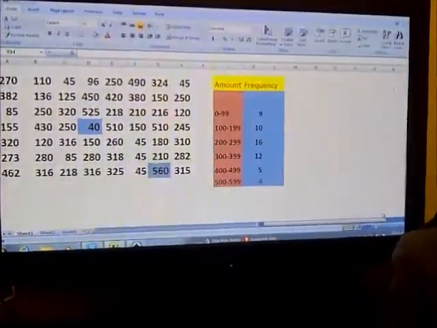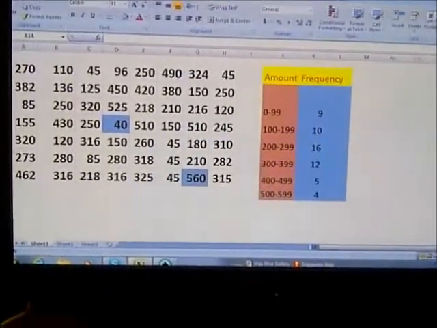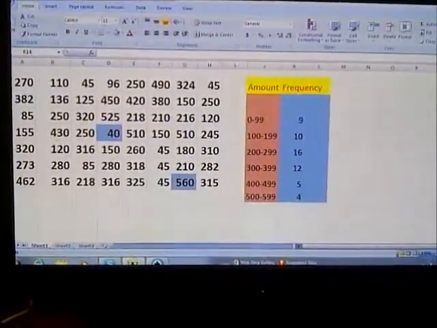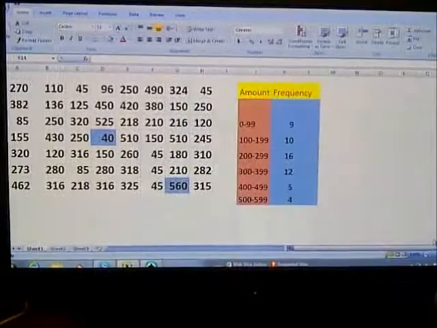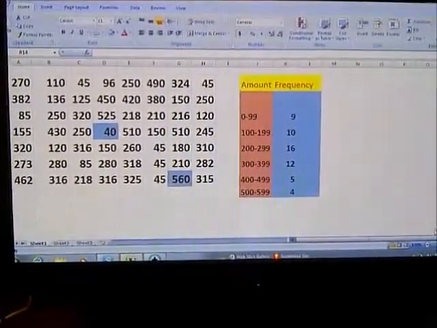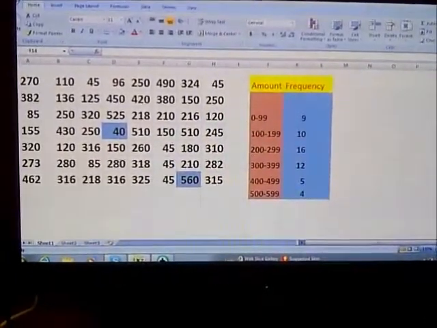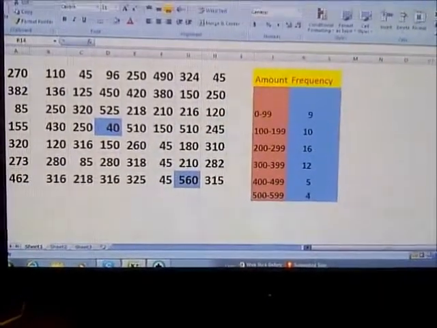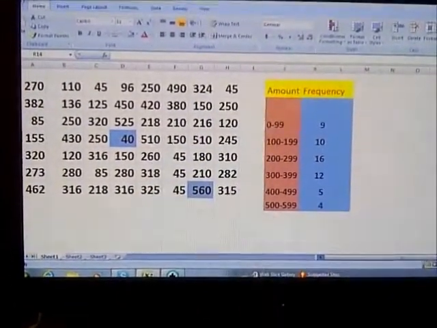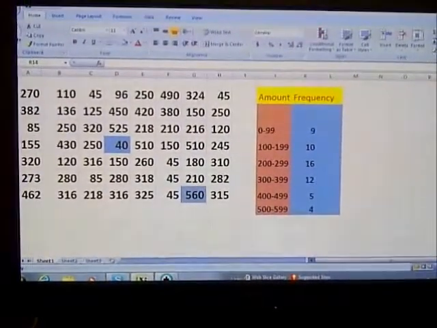Now, the first thing that I need to do here is to find out from this information which is the smallest amount spent by a customer. As you see, when I go through this data, the smallest amount spent in pence is 40. I have already highlighted that. Next, to find out the highest amount spent, that also is highlighted here. It is 560. Now it makes sense to me a little bit.